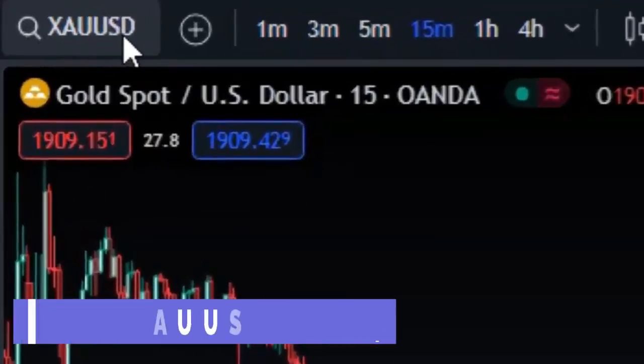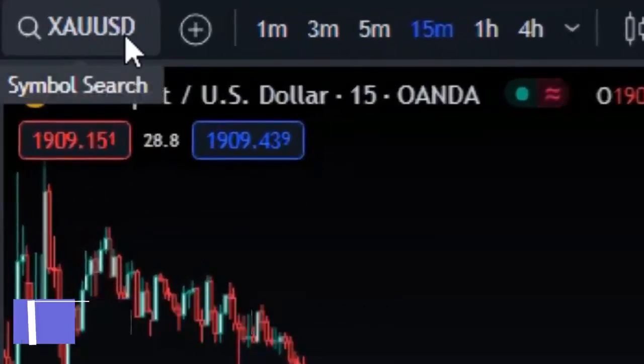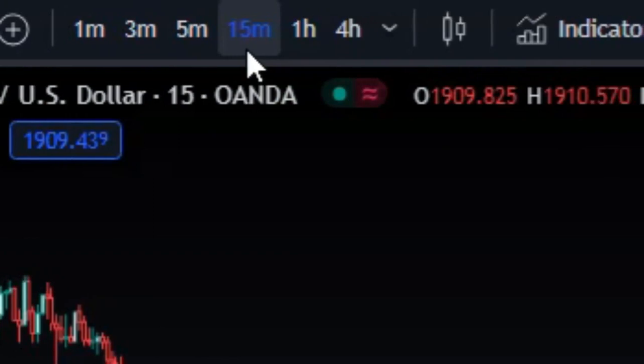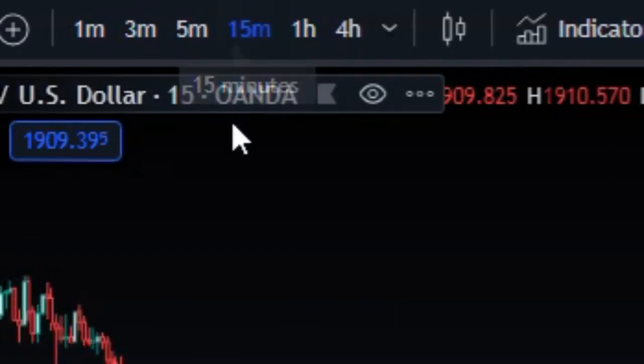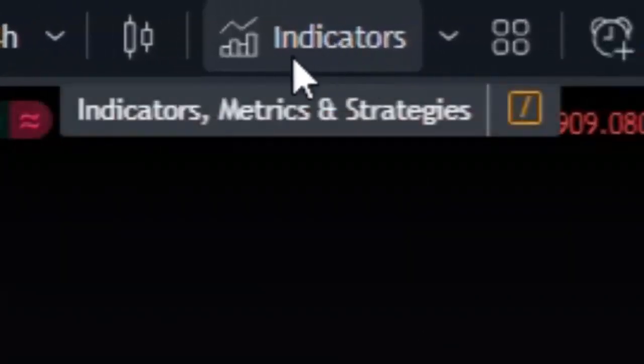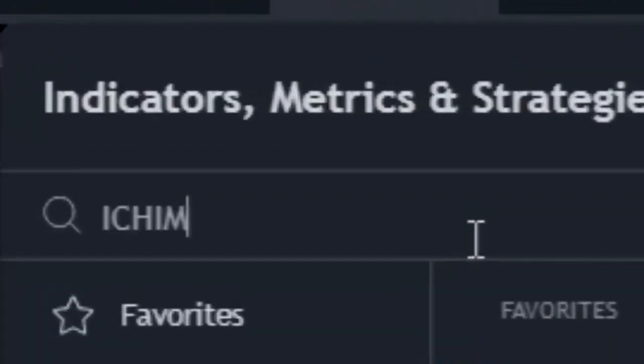Alright, so first you gotta open up the chart, then select the 15-minute time frame. But remember, this strategy can be used on pretty much any market. So first we're gonna add the Ichimoku All Signals indicator from the indicator section to the chart.